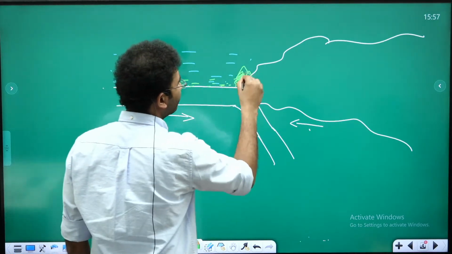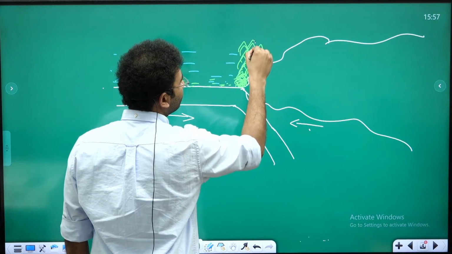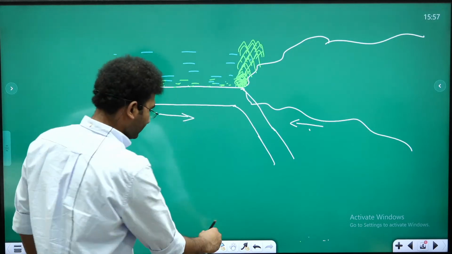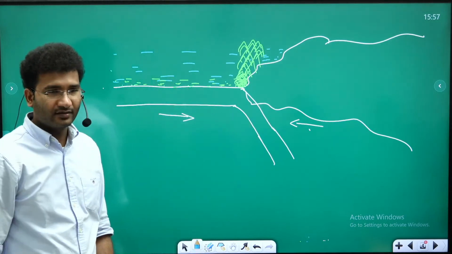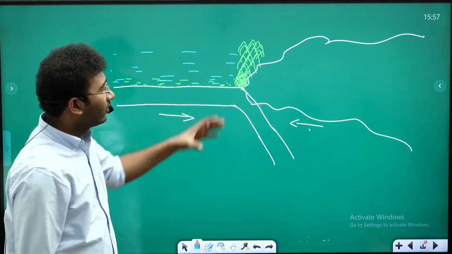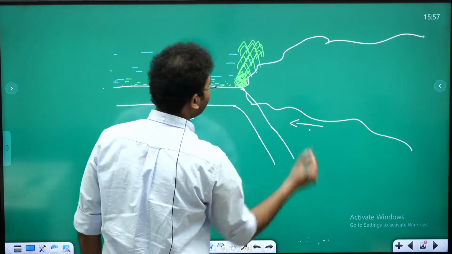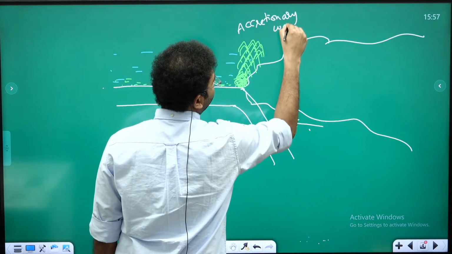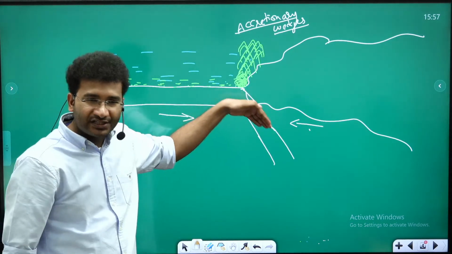And in this deposition process, you get to see some landforms. This can also become an island. Sometimes you can also see water here, or sometimes you may not see the water, and mountains can be there. Now this is the accretionary wedge. These kinds of landforms are called accretionary wedges.